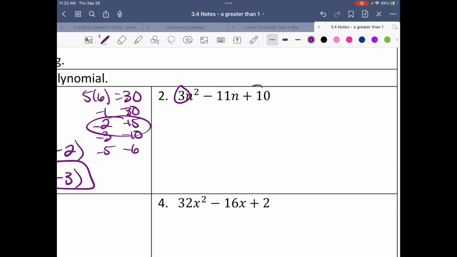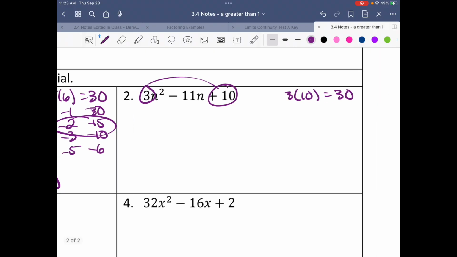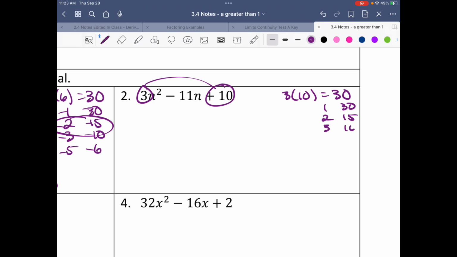All right, 3n squared minus 11n plus 10, no GCF. Multiply leading coefficient by the constant. So I've already done all these. I know it's 1 and 30, 2 and 15, 3 and 10, and 5 and 6. Everything negative. Multiplies to be positive 30, but adds to be -11. And that's going to be -5 and -6 this time.